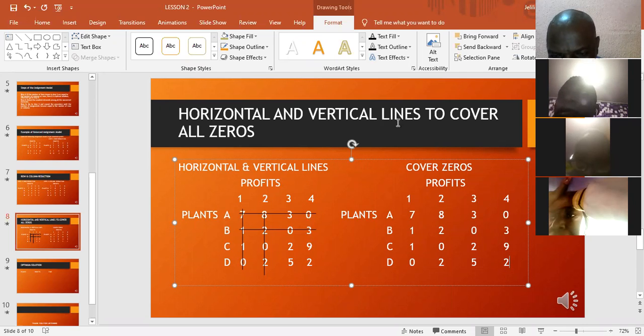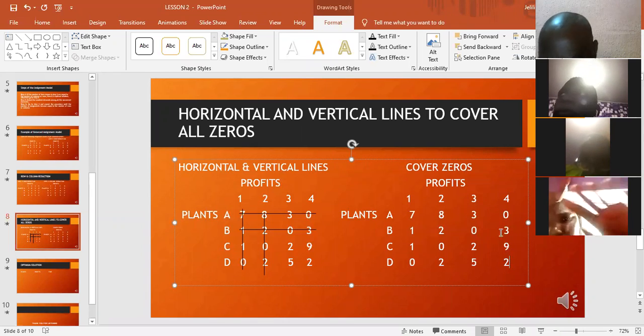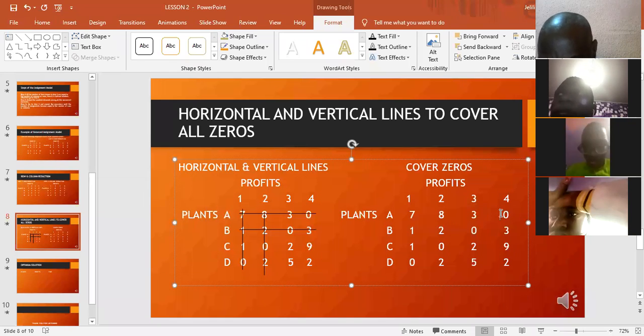So, cover the zero says one zero must be in a box, and that zero might fall in either a row or a column. If you look at this first row, this zero is under a row. Likewise, this particular zero is under a column. This particular zero is under a row, and is also under a column. And we need a zero in a box. So we have to box this particular zero now. Let's box the zero.